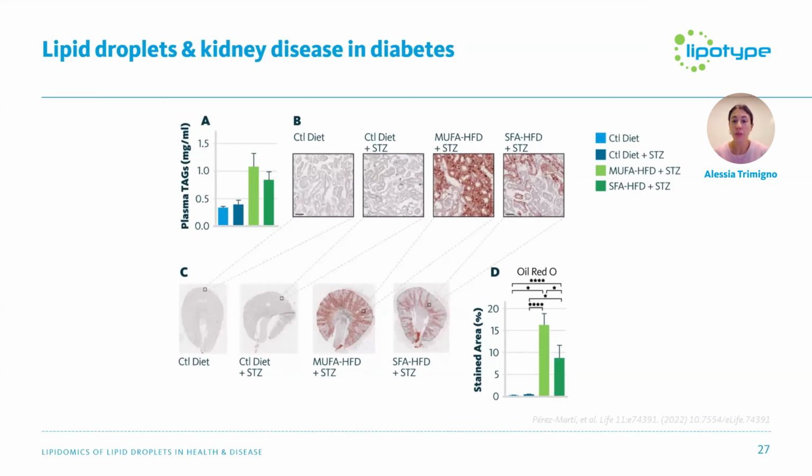And you can see it better even from the section of the cortex, zoomed in in figure B. And this was also evident from the percent of the stained area that you can see in part D of the graph.